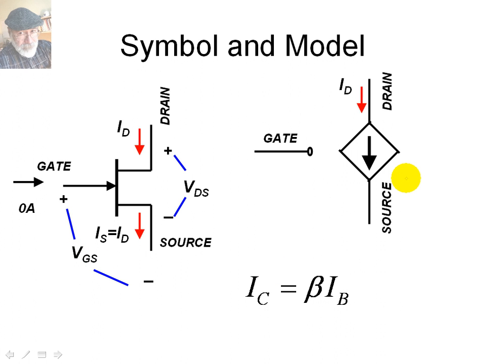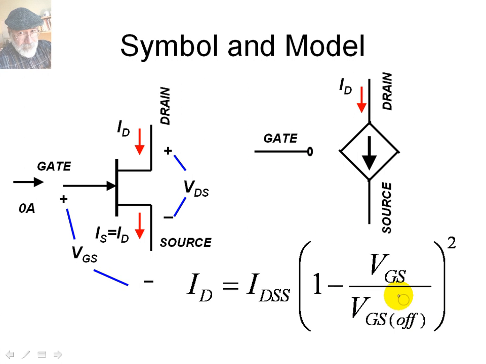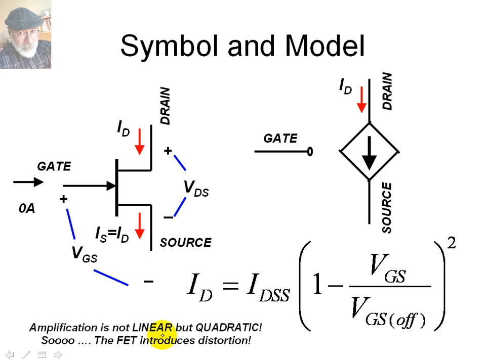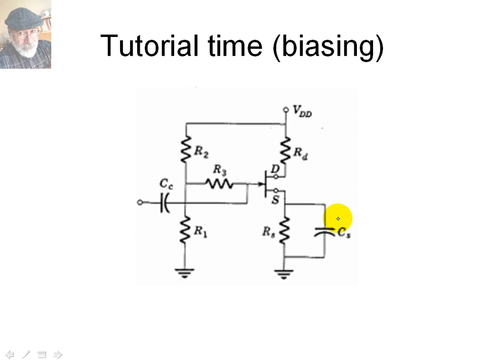We know that in the previous transistor, in the BJT, the collector current was linearly dependent on the base current. But in this transistor, in the JFET, the drain current depends on the gate to source voltage, this voltage here. However, that dependence is quadratic. Amplification in the JFET is not linear, it is quadratic. So the JFET introduces a little bit of distortion. That's an argument to use very little oscillations in the input signal to that transistor.